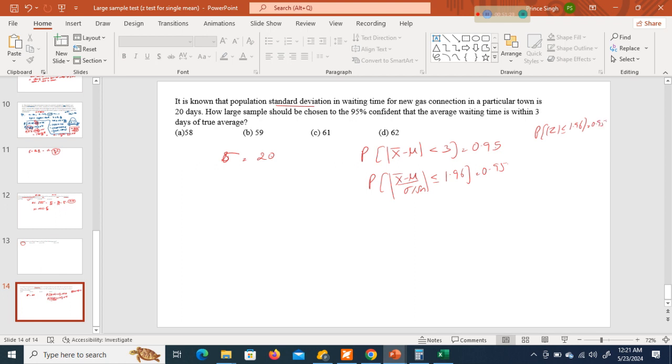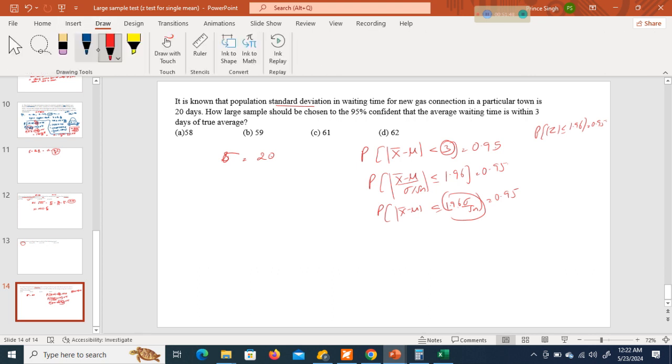Okay, so if I compare this, what can we get? The probability that x bar minus mu is less than or equal to 1.96 sigma upon square root of n equals 0.95. So on comparing these two, what do we get? 1.96 times sigma, which is given here as 20, upon square root of n is equal to 3. So square root of n is equal to 1.96 into 20 divided by 3. So we can calculate this.